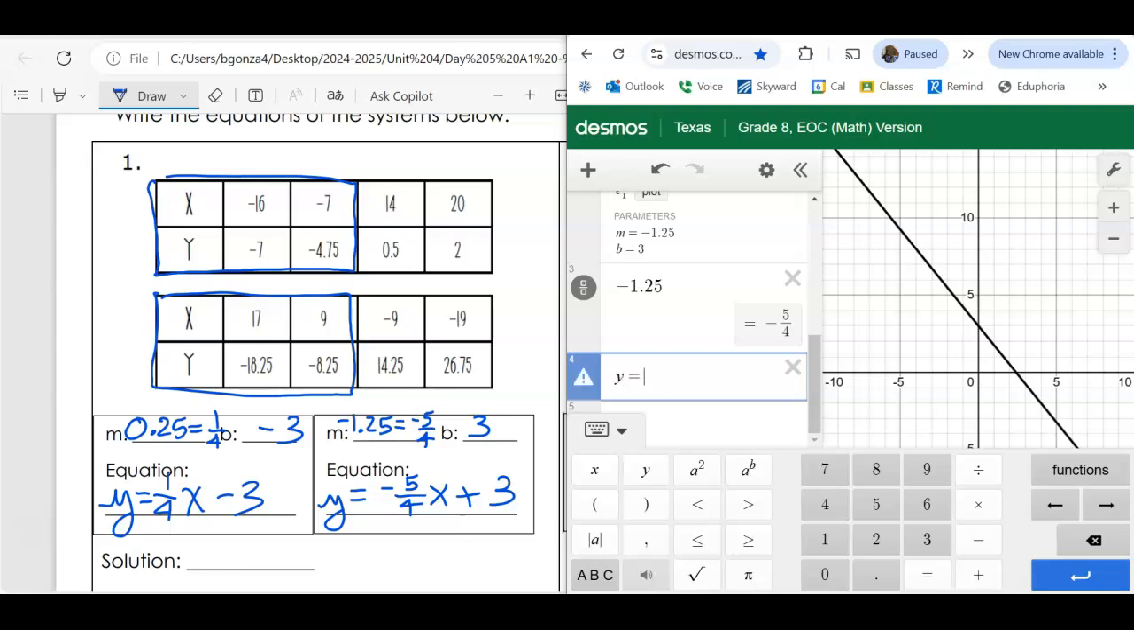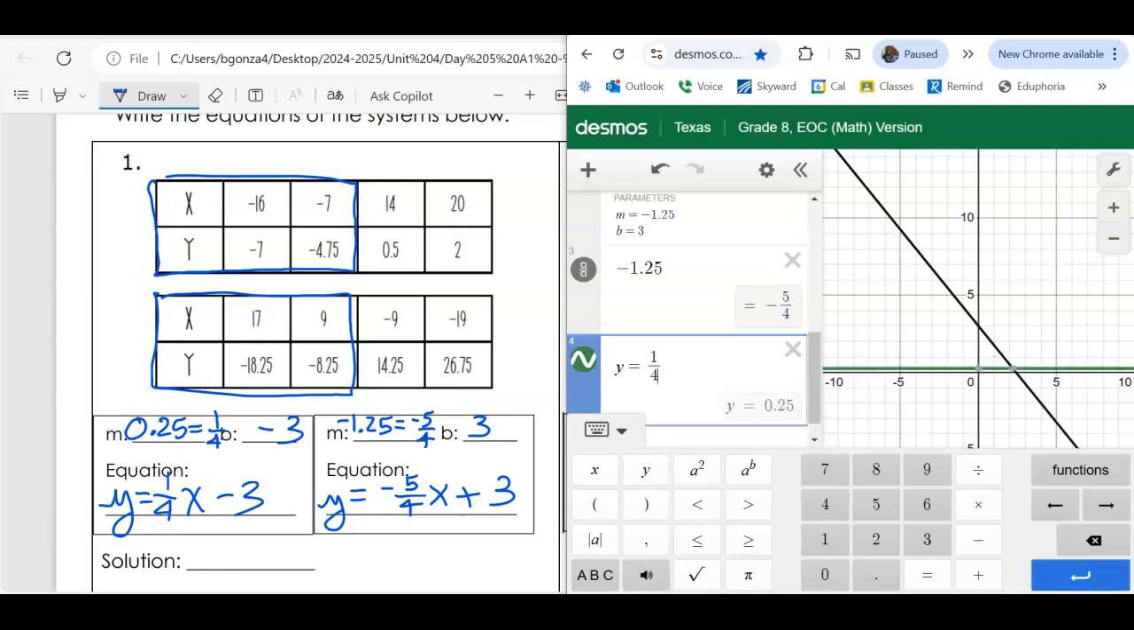Down here, I'm going to type that first equation, y equals 1/4 x minus 3. I think I may have said that wrong. So I have the second one already graphed. I just graphed the first one.